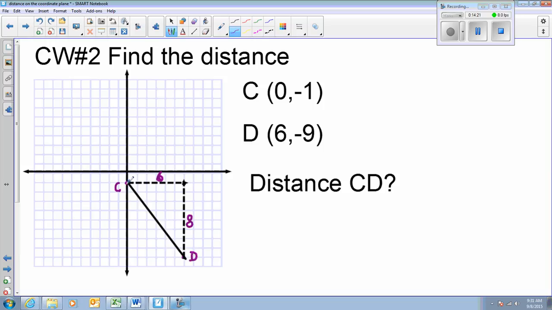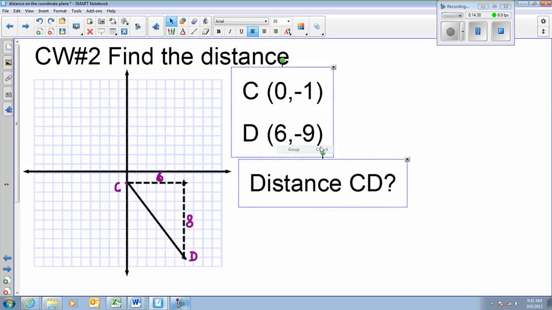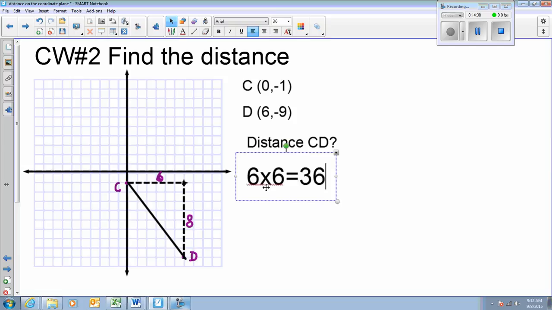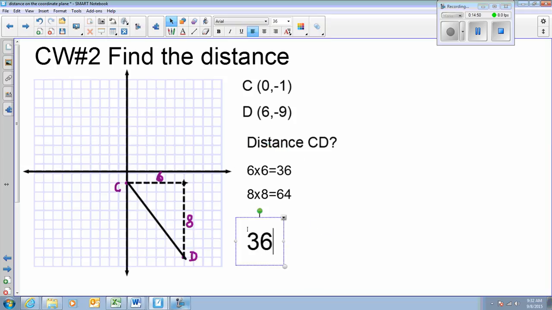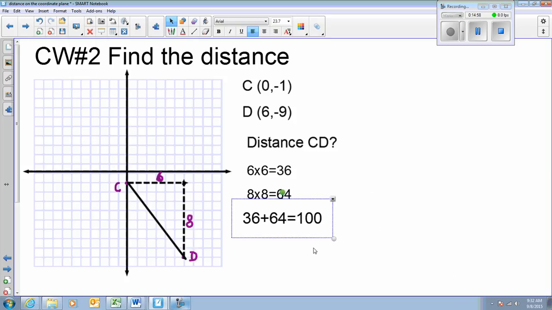Now my job is to find how long this side is. And for this, I use the Pythagorean theorem. So let me make some space in here. First thing to do with Pythagorean, we multiply the numbers by themselves. So 6 times 6 equals 36. Now 8 times 8 is equal to 64. Next step is you add them together. So when I add 36 plus 64, I'm getting 100. Once I got 100, all I have to do is take a square root. So which number multiplied by itself is 100?